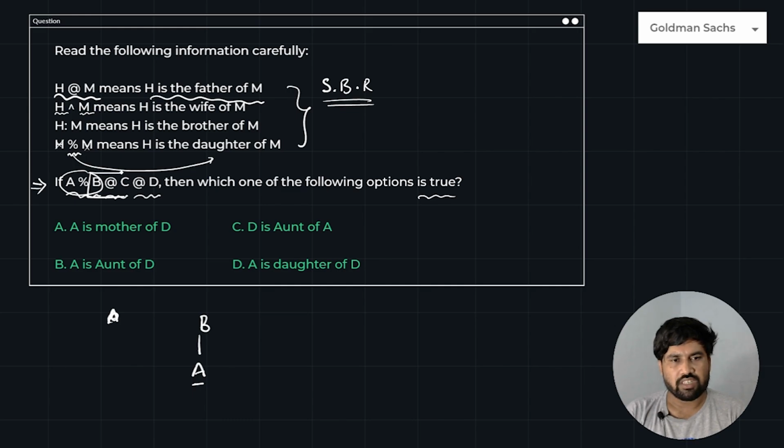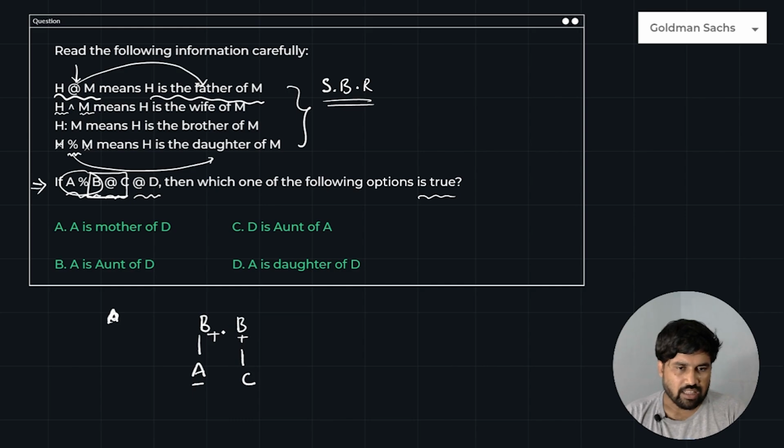The second combination is B at the rate C. What is meant by at the rate? At the rate is nothing but A is father of B. So the first person will be the father of the second person, right? So B is father of, I'm writing for your clarification, B is father of C.